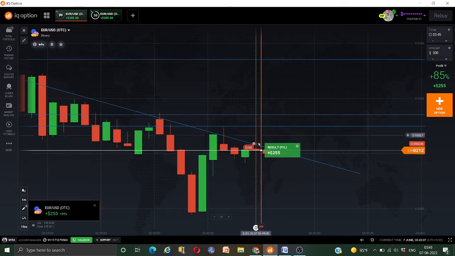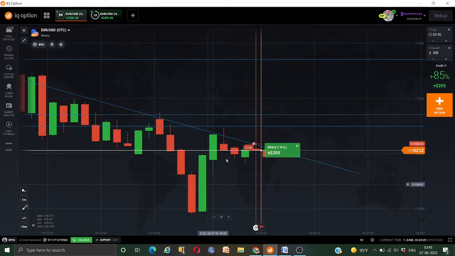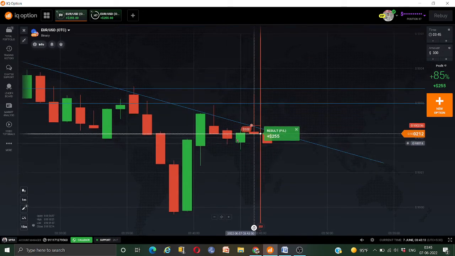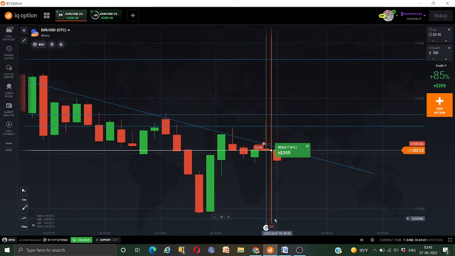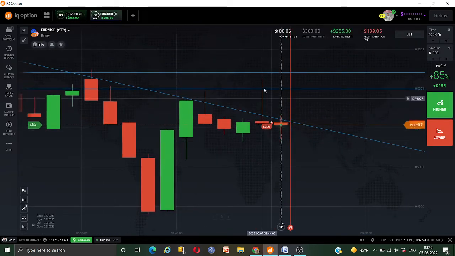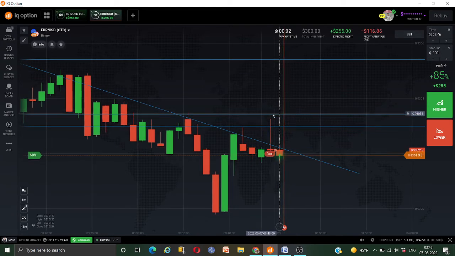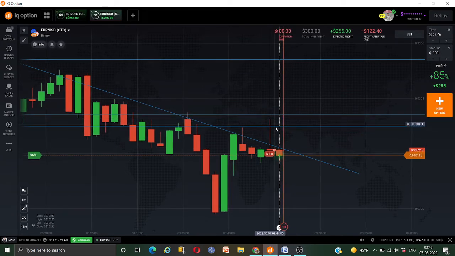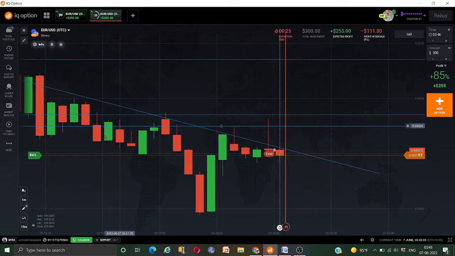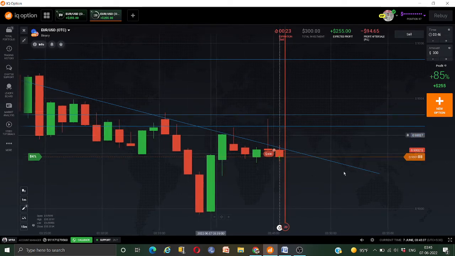Why did I win this trade? Because of a downtrend and the confirmation that sellers want to go down. What is the confirmation? Here the confirmation is this candle. This candle is confirmation because this is a sellers' area. The sellers are very strong in this area. If I get some rejections like this or like this, you can go with the sellers.